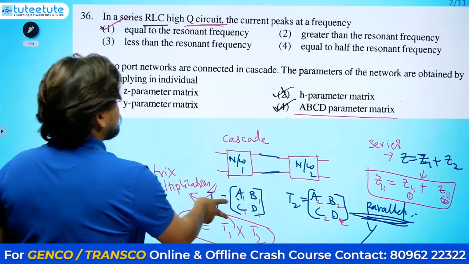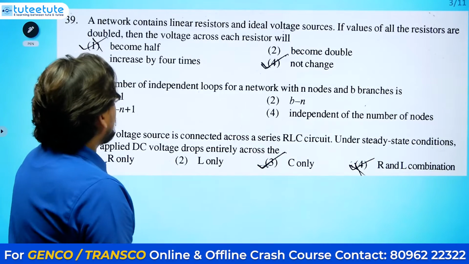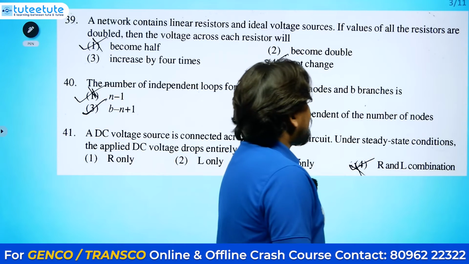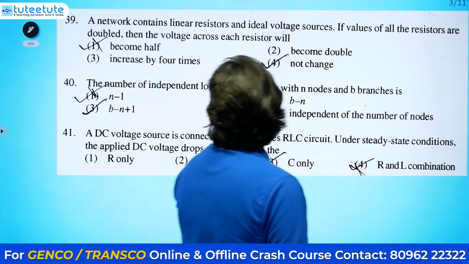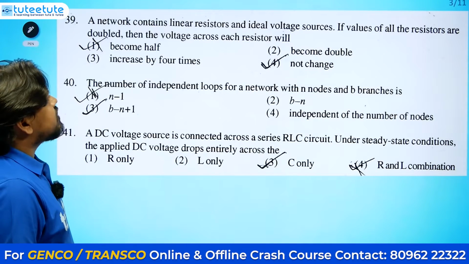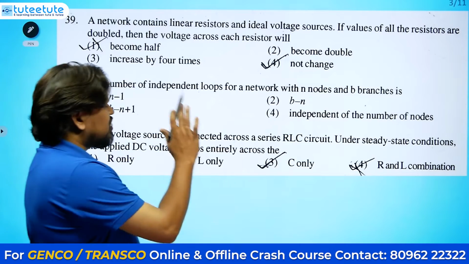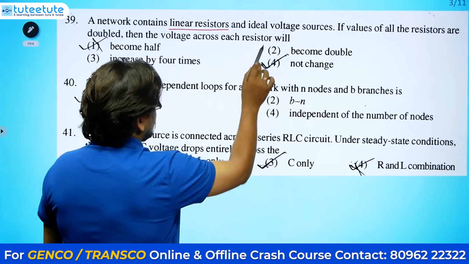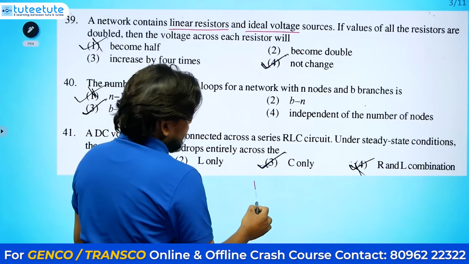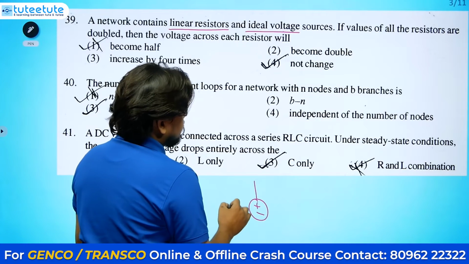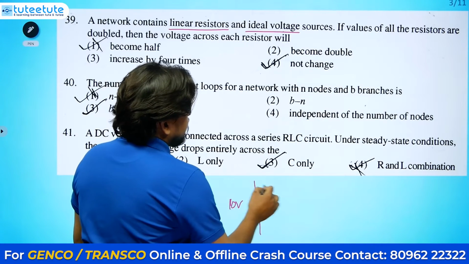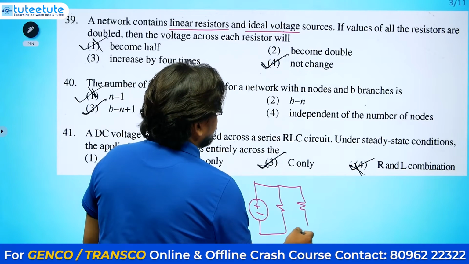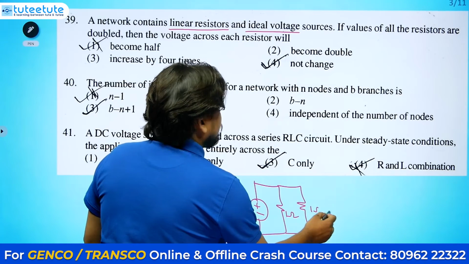Okay, next question. A network contains linear resistors and ideal voltage sources. If the values of all the resistors are doubled, then the voltage across each resistor will be... No need to think more about this question. They have mentioned it contains linear resistors and ideal voltage sources. Let's take only one voltage source, 10 volt, and here, instead of many resistors, only one resistor, you can consider anything. This is 1 ohm and this is also 1 ohm I will take.